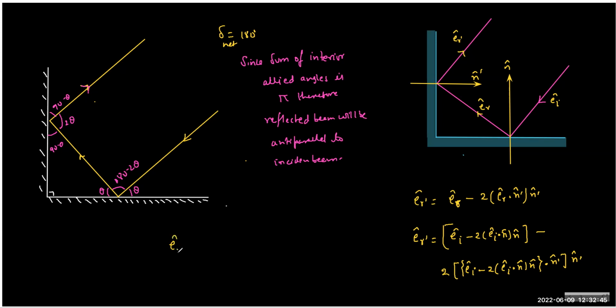So er dash comes up to how much? ei minus 2 ei dot n into n minus, yeah. Now n dash. If you multiply inside, it will become twice ei dot n dash, because n dot n dash is 0 because they are mutually perpendicular, yes, and whole into n dash. Okay.